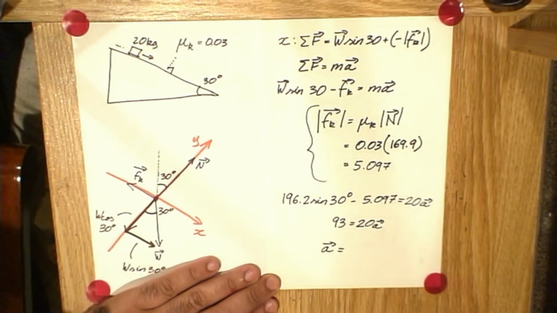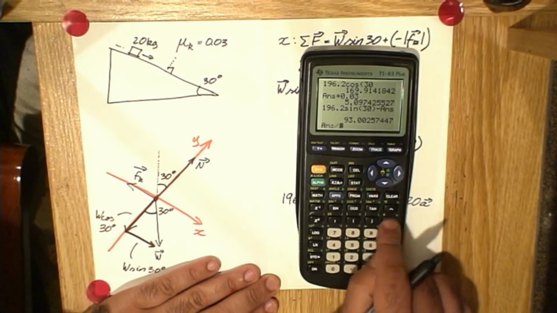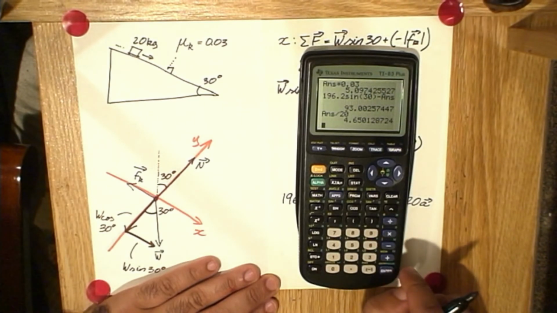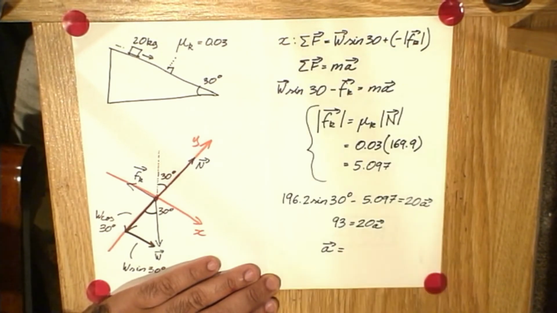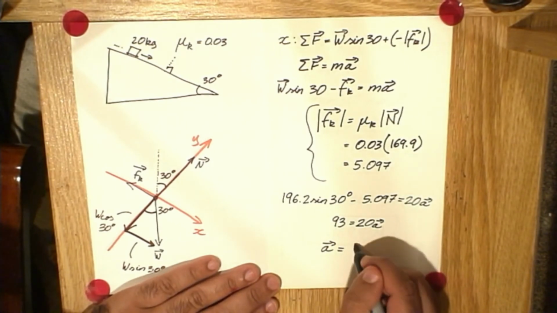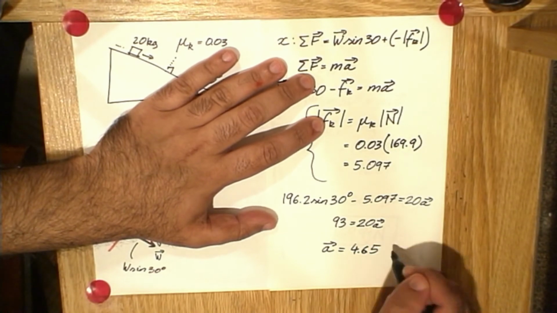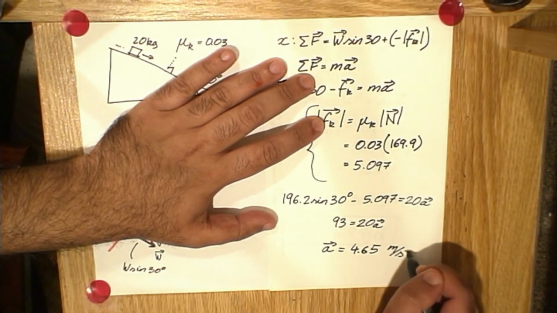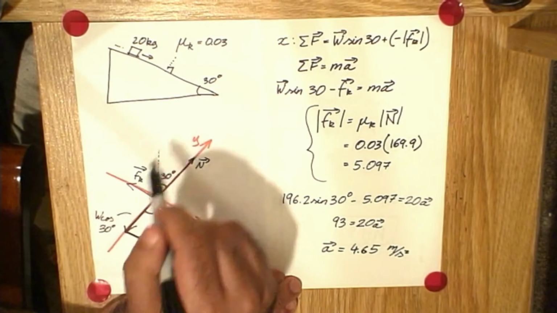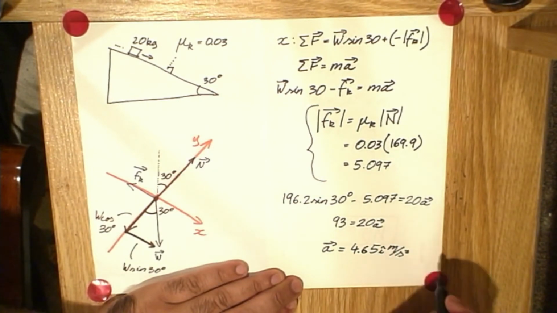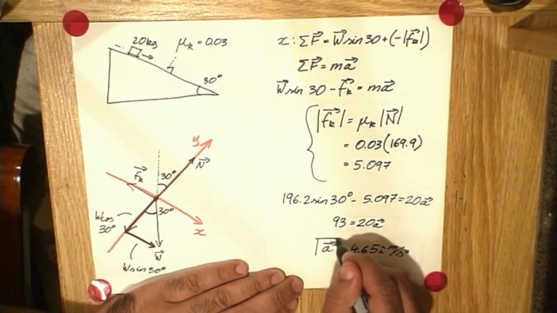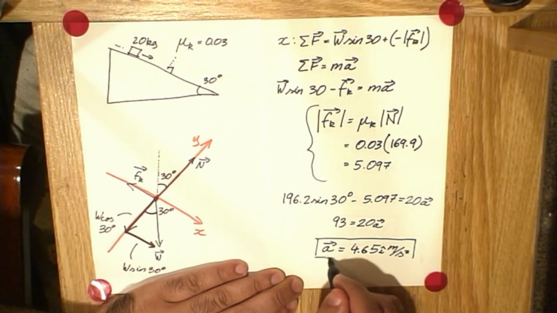So the acceleration is going to be 93 divided by 20, which is 4.65. And since this is sliding in the positive x direction, I should say 4.65 i hat meters per second squared.